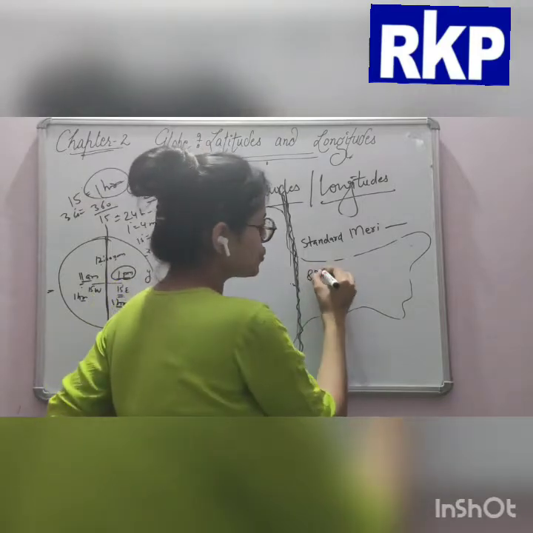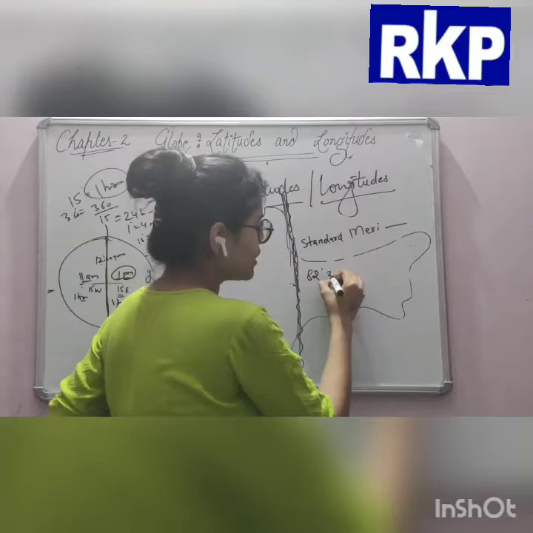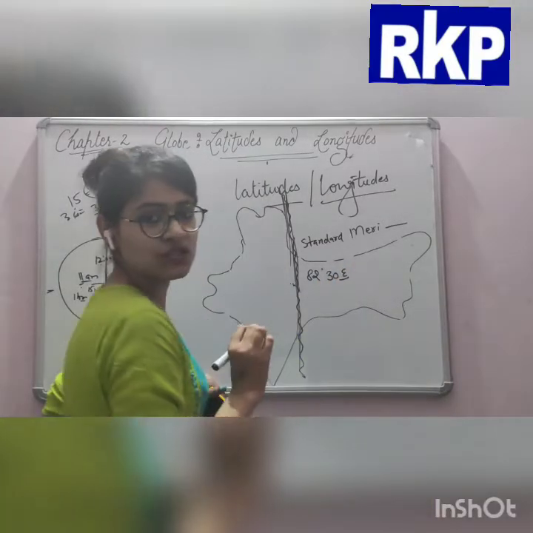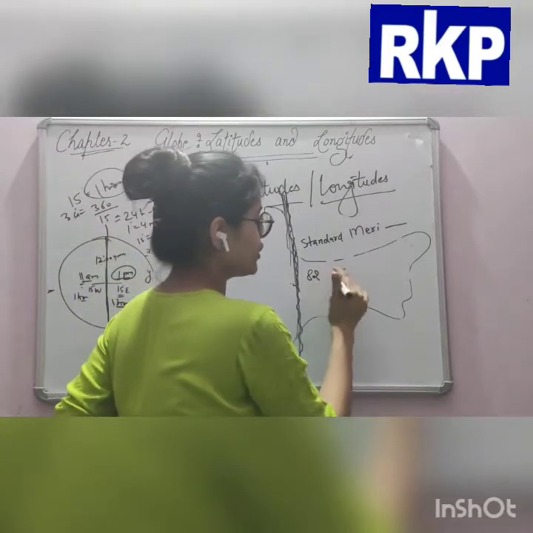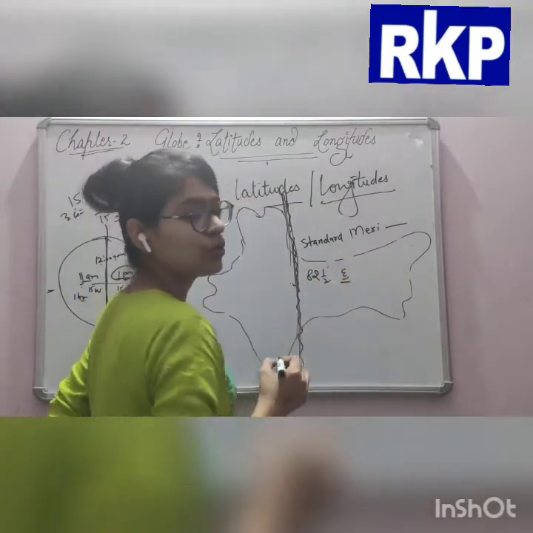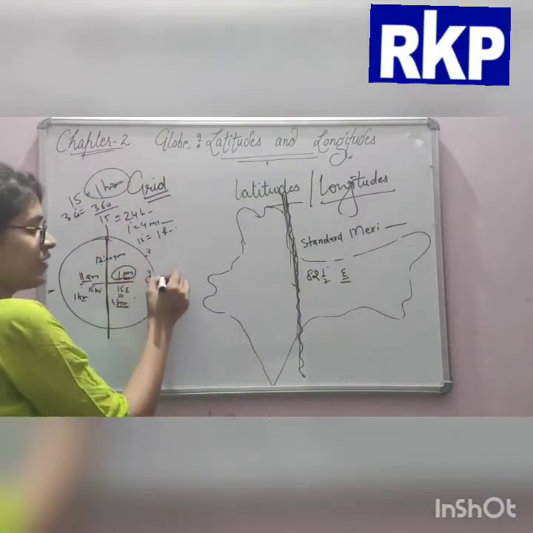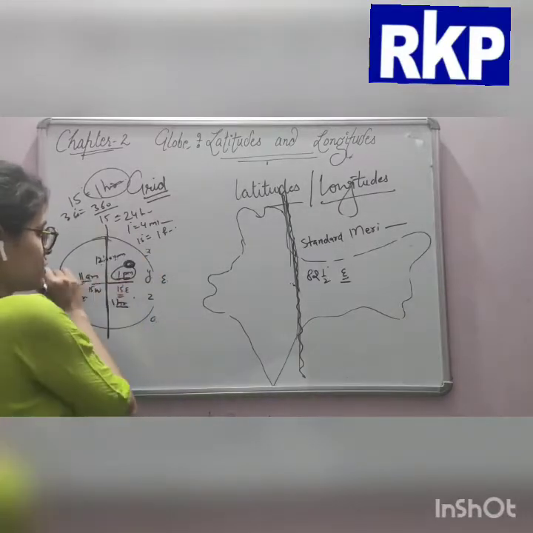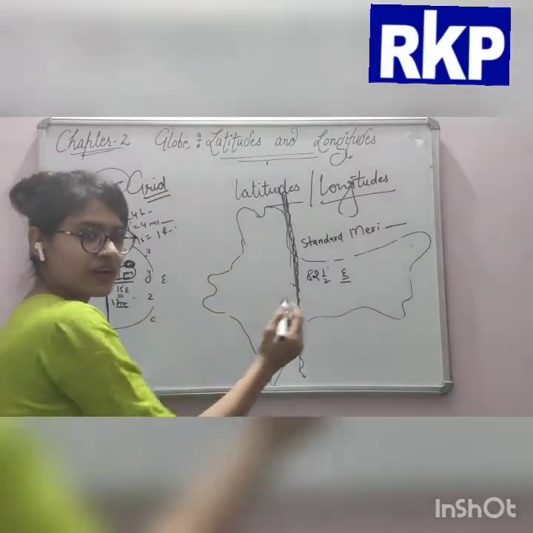So it is located at 82 degrees 30 minutes east, or we can say 82 and a half degrees east. Okay? Our India, where is India? In the east part, it is here. Okay, this is north, this is west, this is south. It is 82 and a half degrees east, in the east part.